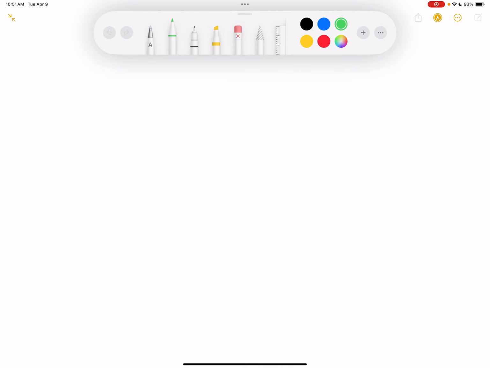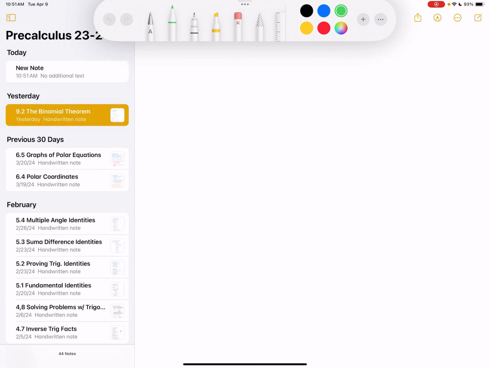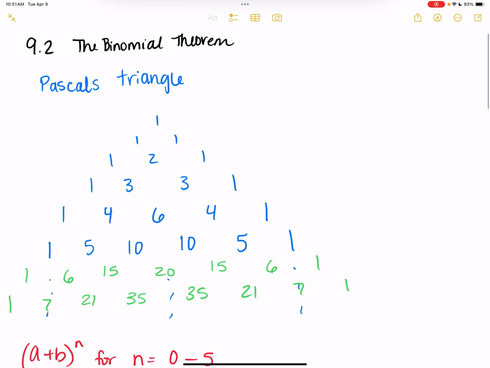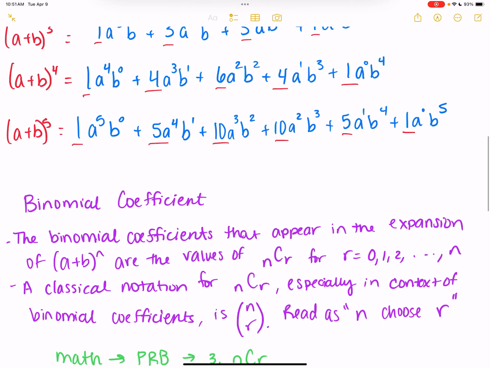Wait, where'd it go? Where'd it go? Oh, it's right here. I was like, come back. It was already there. Okay.